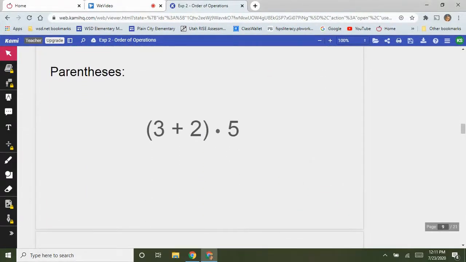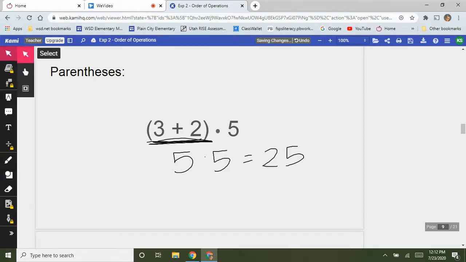So let's look at dealing with some parentheses here. With these parentheses, there's an add and a multiply, but we're looking just inside the parentheses because order of operations tells me to do parentheses first. So 3 plus 2 is 5. Now, once I've done everything inside the parentheses, I can drop the parentheses. I don't need them. And then I simply multiply by 5. 5 times 5 is 25.